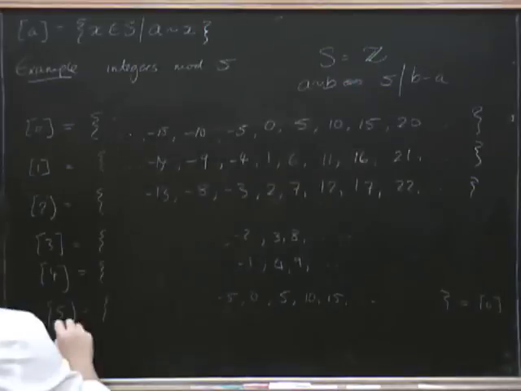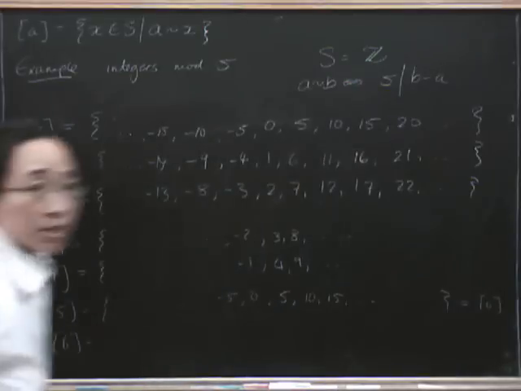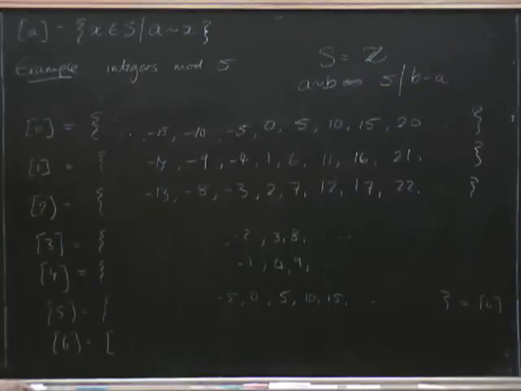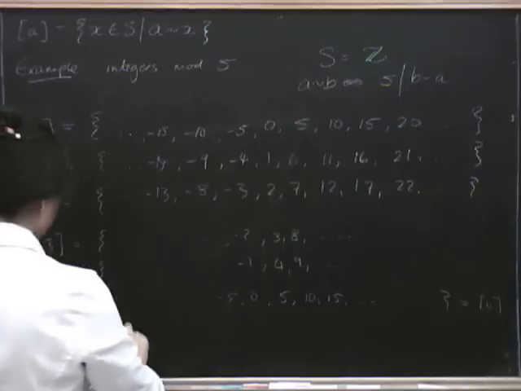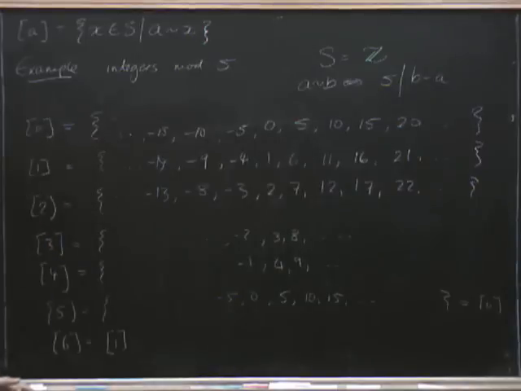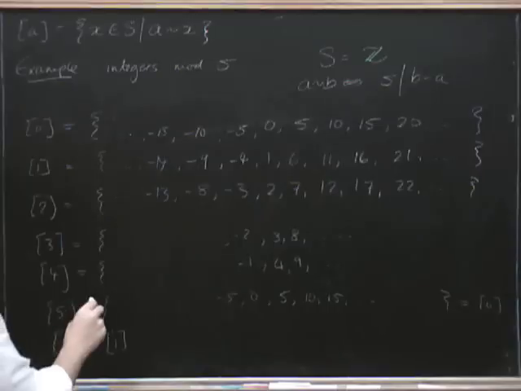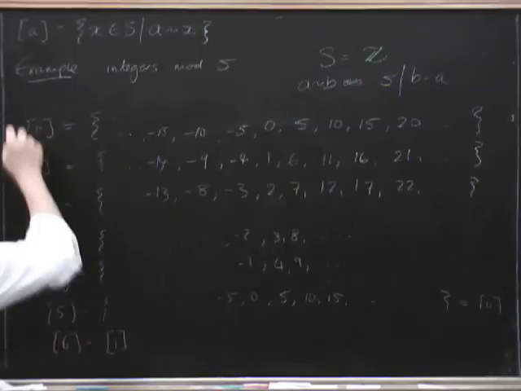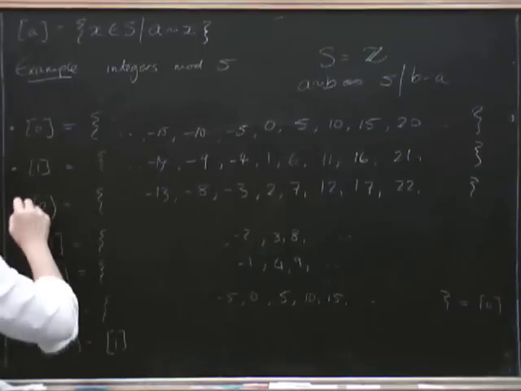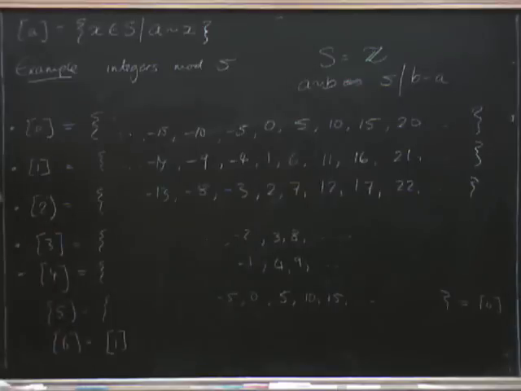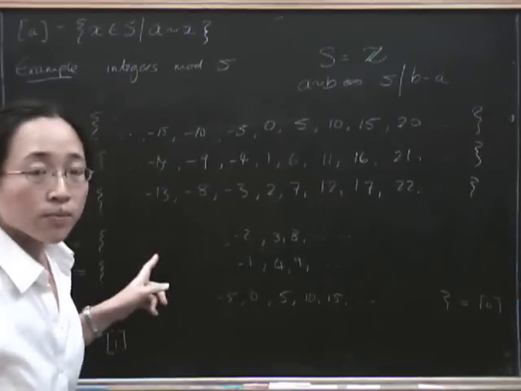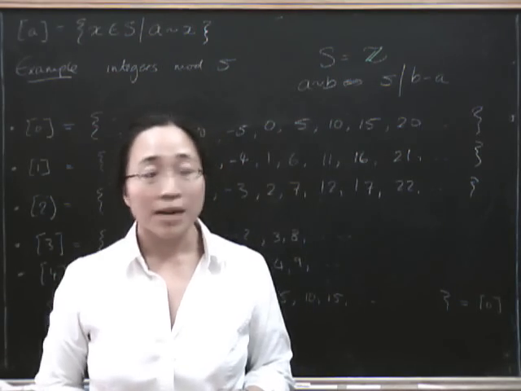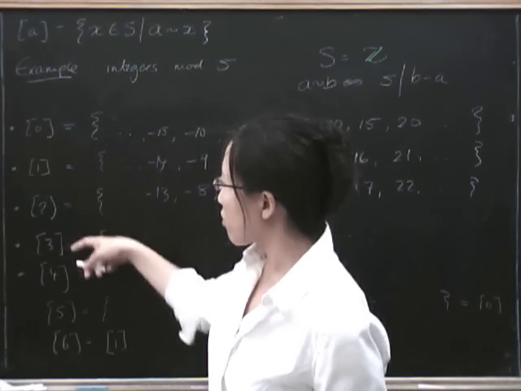And the equivalence class of 6, what's that going to be the same as? That's going to be the same as the equivalence class of 1. Right? And so on. So there are actually only 5 different equivalence classes. This one, this one, this one, this one, and this one, because all the others will be the same as one of those ones. And that's why when we're doing arithmetic mod 5, the only numbers we ever have to talk about are the numbers 0, 1, 2, 3, and 4.